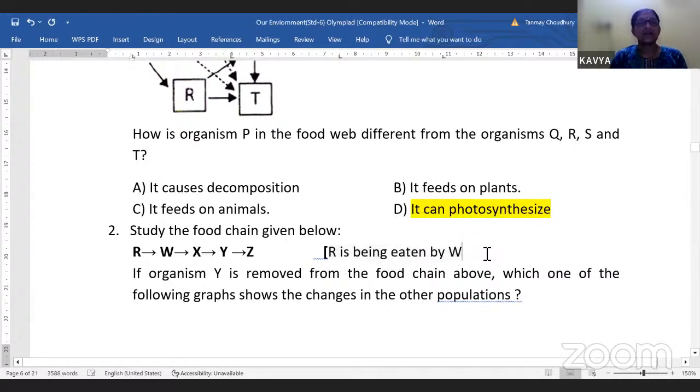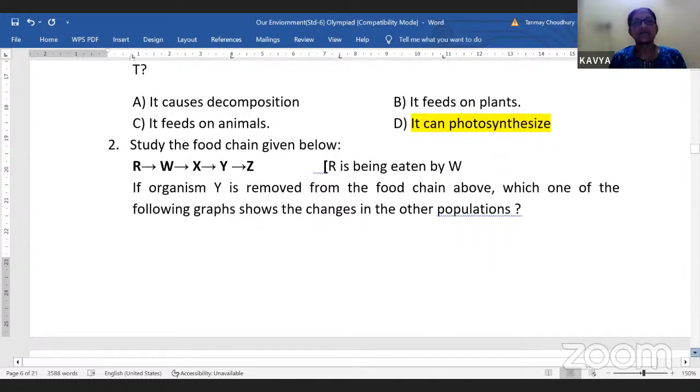Now here, just see this. R is being eaten by W. W is being eaten by X. X is being eaten by Y. And Y is being eaten by Z. If organism Y is removed from the food chain, which one of the following graphs shows the changes in the other populations? Now let us see what the graph is.